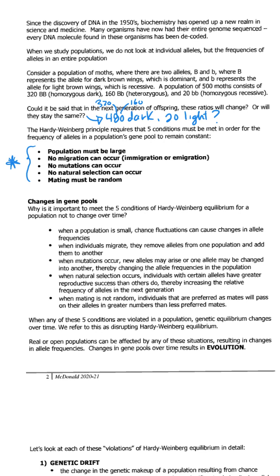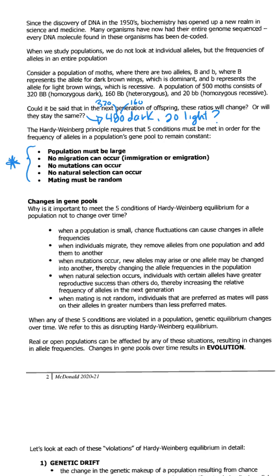Okay, so when any of these conditions are violated, we're going to get gene pool change, which eventually might result in evolution. And we call this disrupting Hardy-Weinberg equilibrium. Most of the time, Hardy-Weinberg equilibrium is disrupted in one way or another. But by imposing these conditions, we can see the change happen, and then say which one of those conditions may have been violated.